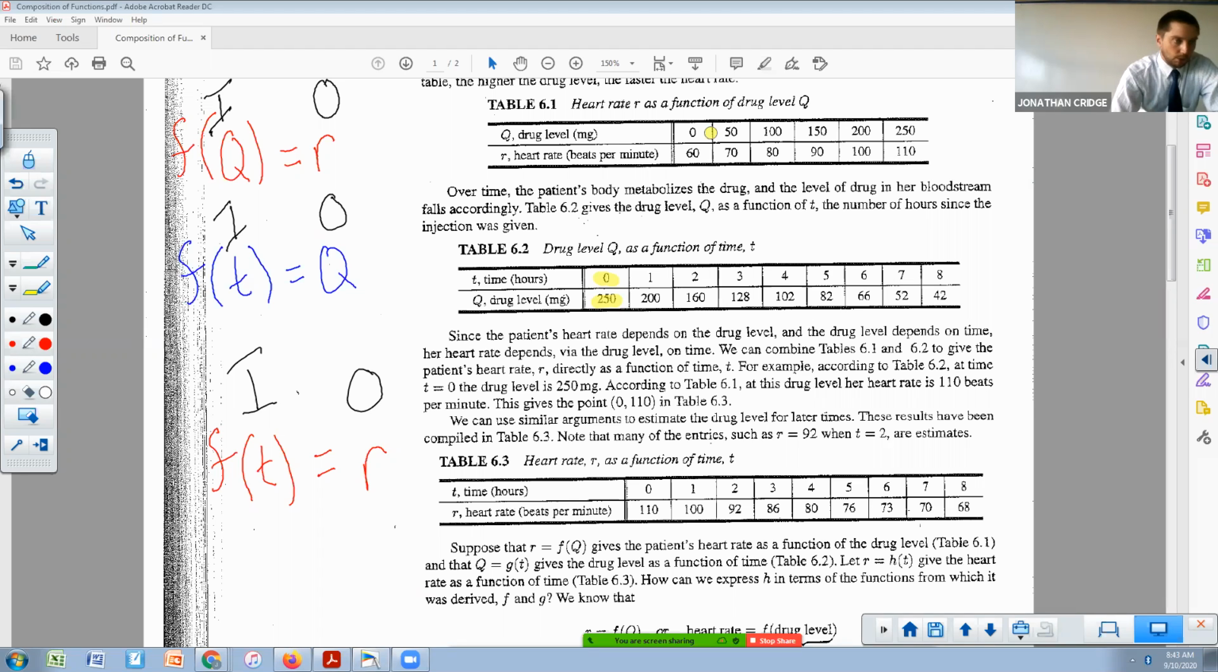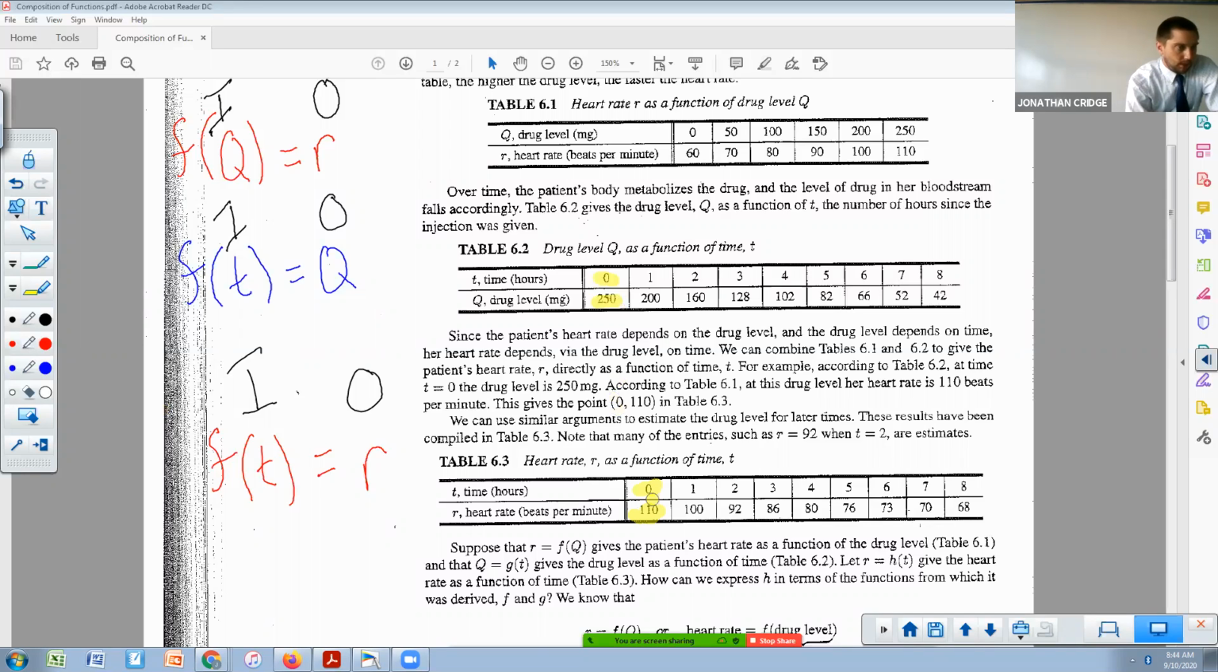We can see all the way on the far right there that when my drug level is 250, my heart rate is 110. And that's how they came up with this down here. So they went from 0 and 250, and then they looked at table 6.1, and when the drug level is 250, they found that heart rate was 110. Okay, now let's see if we can find another one.